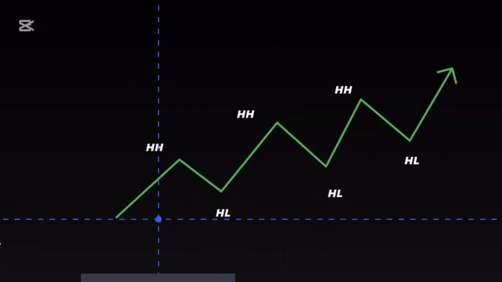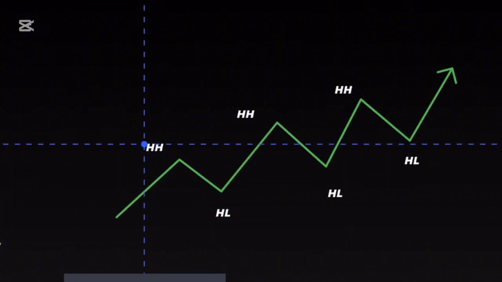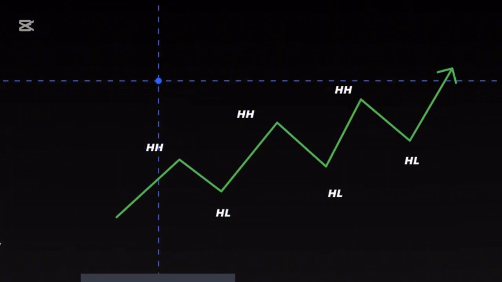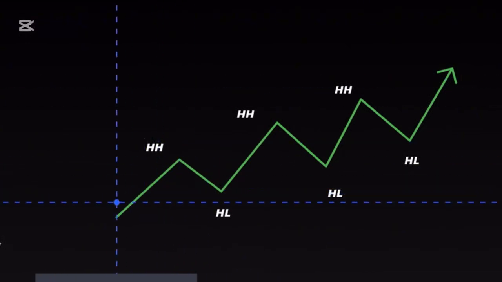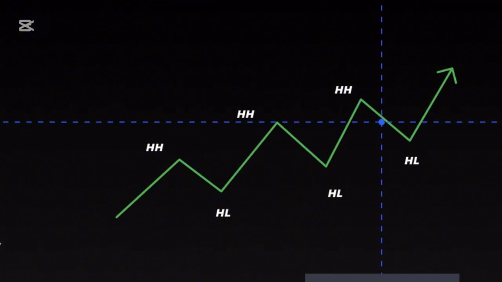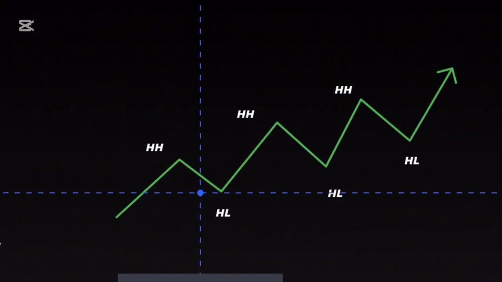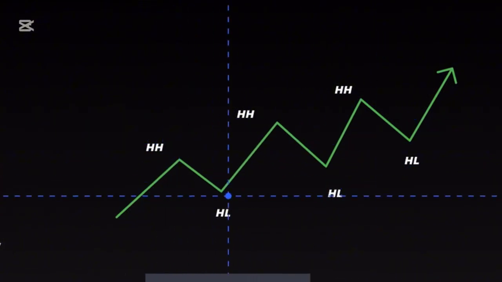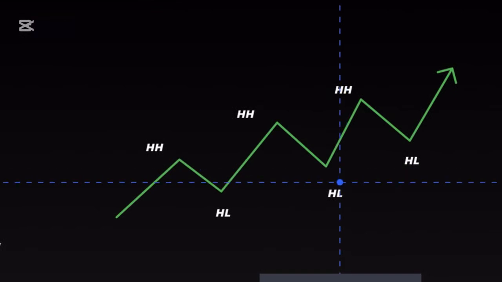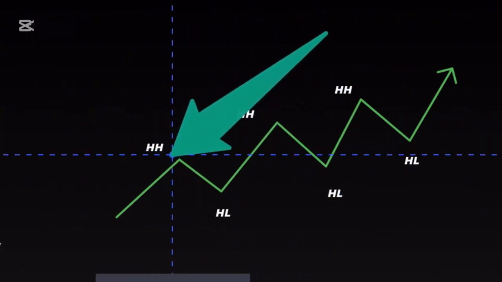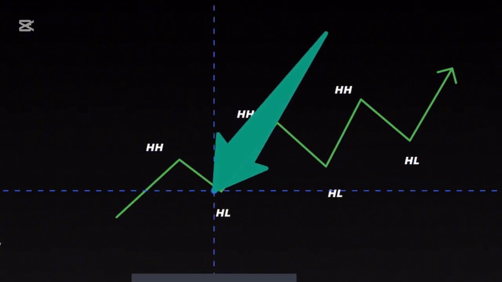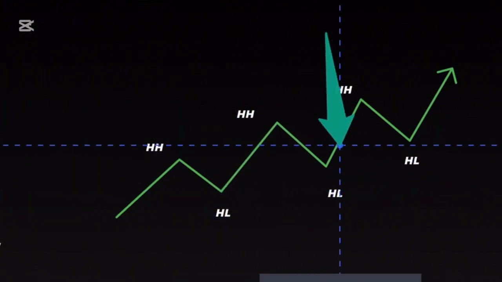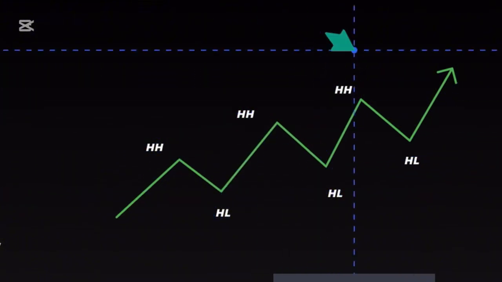How to identify a trend? In an uptrend, we want to see a market that prints higher highs and higher lows. In a downtrend, we want to see a market that prints lower lows and lower highs, and this is what I mean. In an uptrend, we want to see a market that prints higher highs like this, higher lows, higher highs, higher lows. Every high must be higher than the previous high, and every low must be higher than the previous low. That's why it's called a higher high and a higher low. That is for an uptrend.